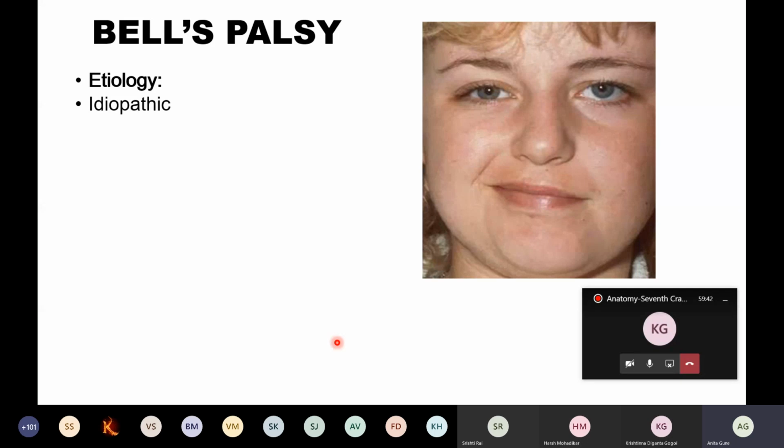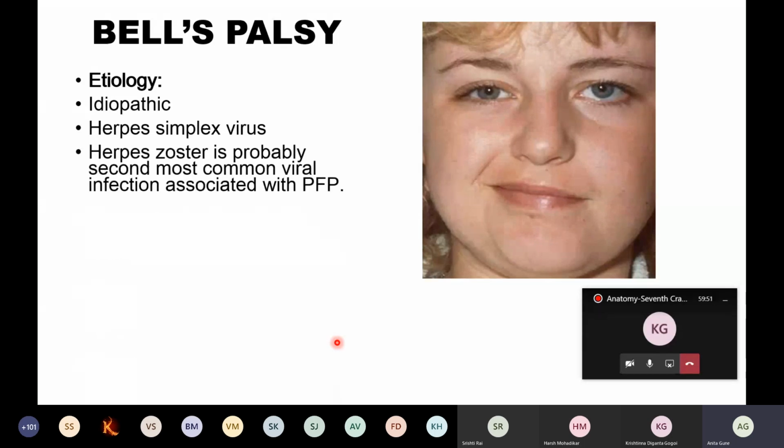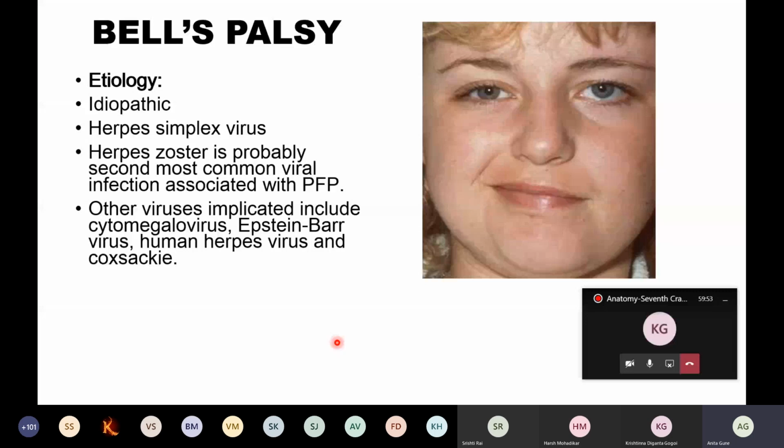It can be idiopathic, where the cause is not known. There can be infection by viruses like herpes zoster and herpes simplex. Other viruses, like cytomegalovirus, can also lead to it. Or even sometimes after giving a viral vaccine, that is the influenza vaccine, it can lead to this symptom.